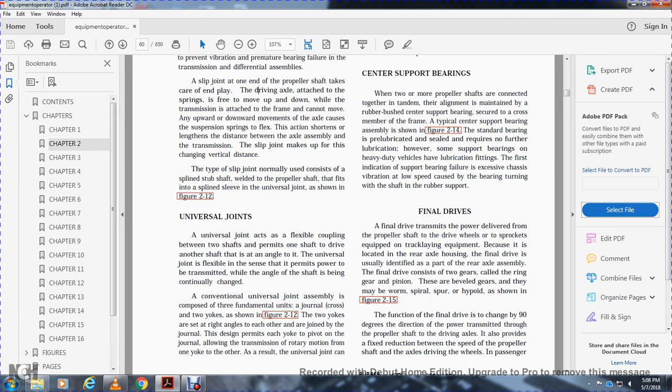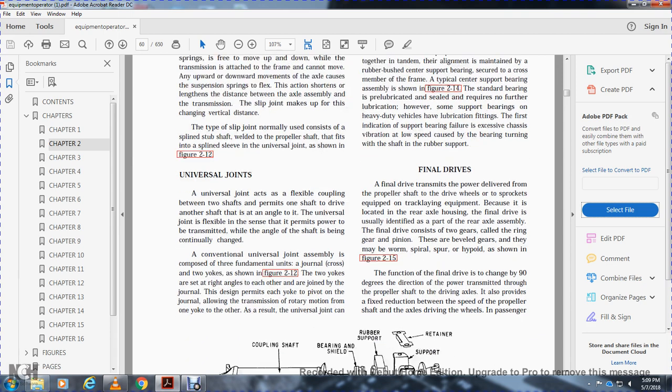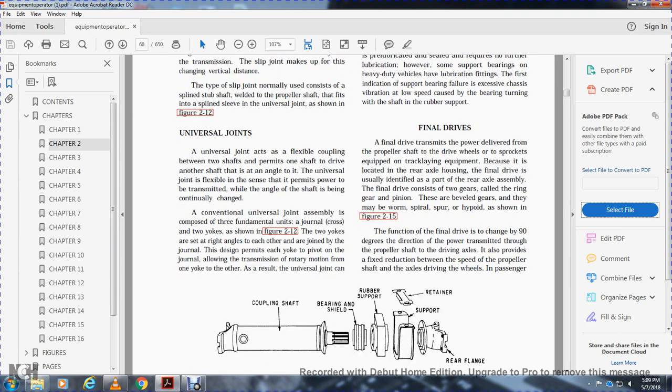Alright, final drive. The final drive transmits the power delivered by the propeller shaft to the drive wheels or the track-laying equipment. Because they are located in the rear axle, final drives are usually identified as part of the rear axle. Some final drives consist of two gears coupled, the ring gear and pinion gear, or bevel gears, which may be worm, spiral, spur, or hypoid, as shown in figure 215. The function of the final drive is to change the power direction by 90 degrees. Power transmitted through the propeller shaft to the driven axles also provides a fixed reduction between the speed of the propeller shaft and the axle drive and wheels.